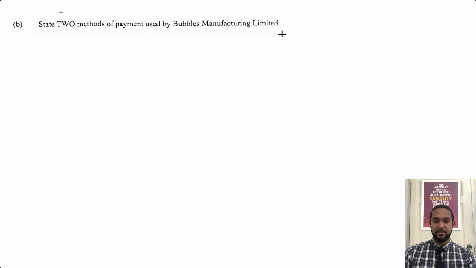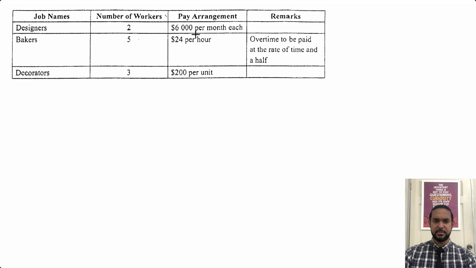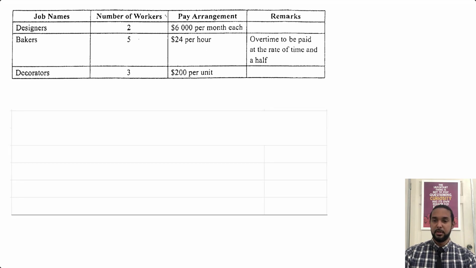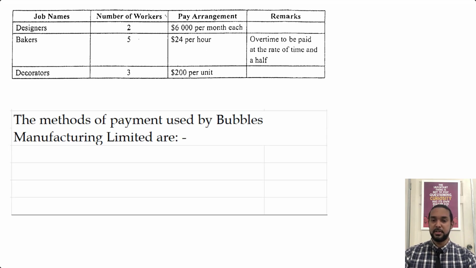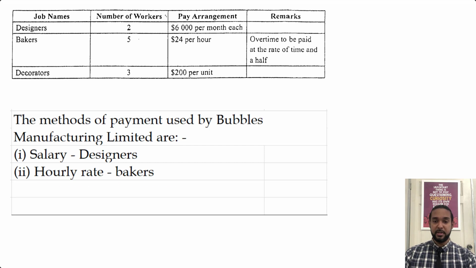Okay, so in part B to this question, it says state 2 methods of payment used by Bubbles Manufacturing Limited. So let's take a look up here. So designers, they get $6,000 per month. So that's probably salary. Bakers, $24 per hour, that's an hourly rate. Decorators, $200 per unit, that's piecework. So the answers will say that, right? So it says the methods of payment used by Bubbles Manufacturing Limited are salary for designers, hourly rate for bakers, and piecework for decorators. So said, so done.